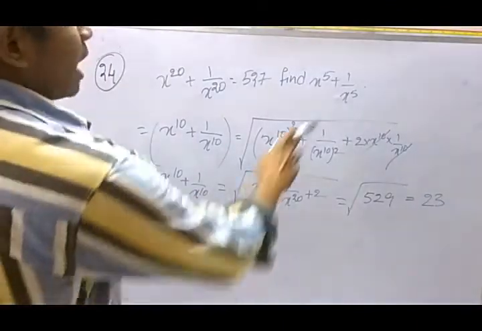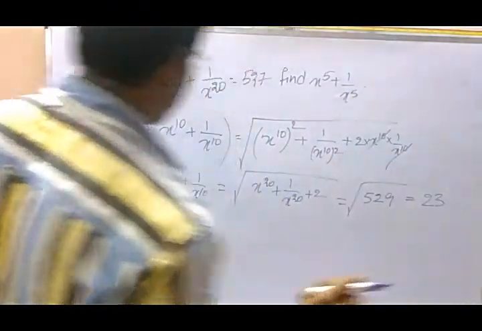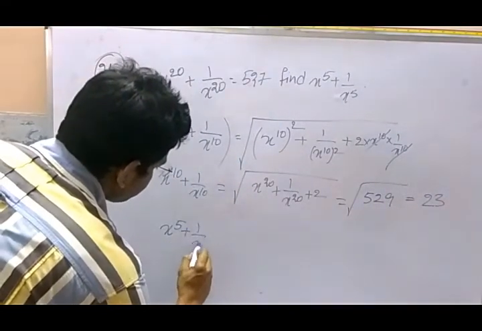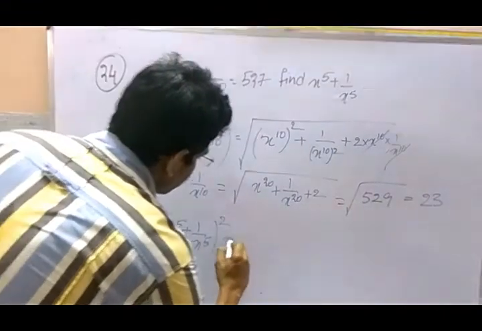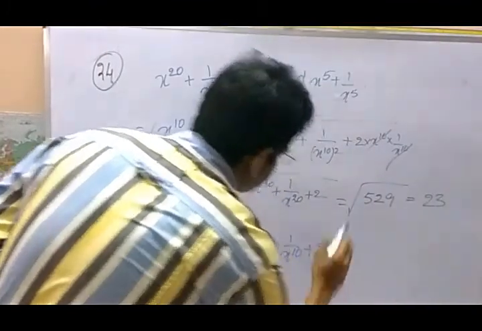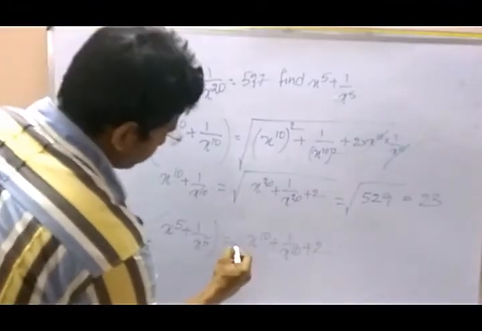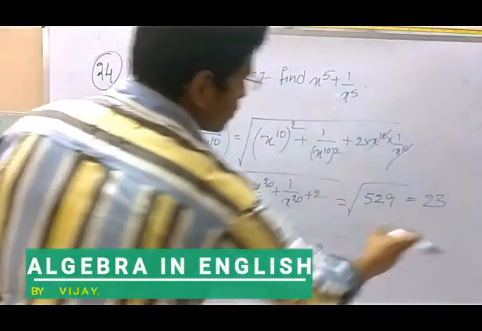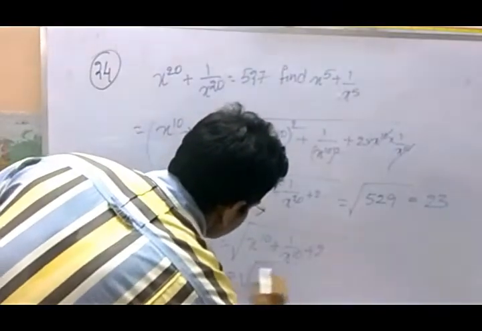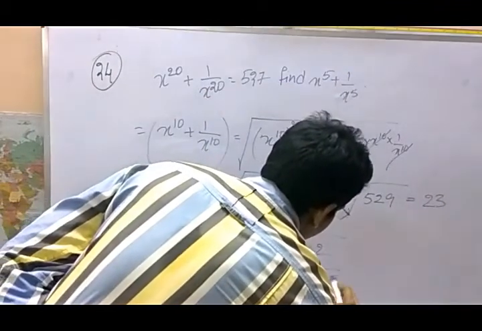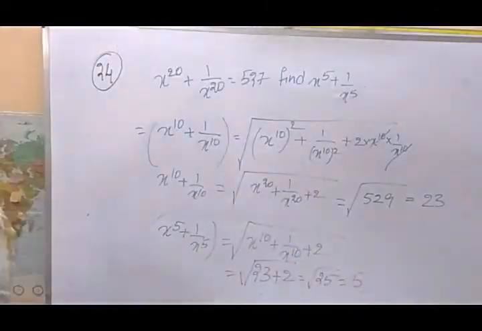But we require x power 5 plus 1 by x power 5. So in order to get x power 5 plus 1 by x power 5, we need to do squaring. Whole square. What is whole square? x power 10 plus 1 by x power 10 plus 2. So this square will go here as root. So we have x power 5 plus 1 by x power 5 equal to root of 23 plus 2, equal to root 25, equal to 5. Root 25 is 5. Okay students, we will stop here.